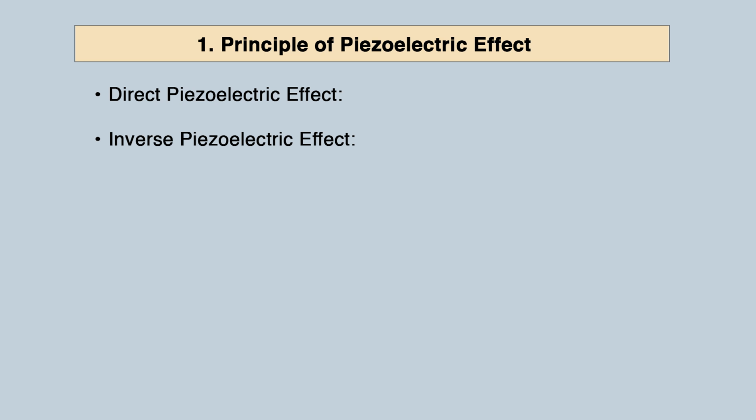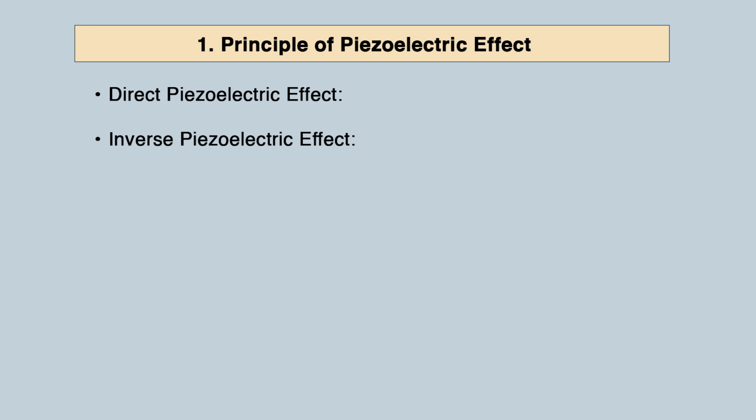First is the direct piezoelectric effect and second one is the inverse piezoelectric effect. When mechanical pressure or stress is applied to a piezoelectric material, it generates an electric charge. This is the principle behind sensors that detect pressure or vibration. That phenomenon is known as the direct piezoelectric effect.